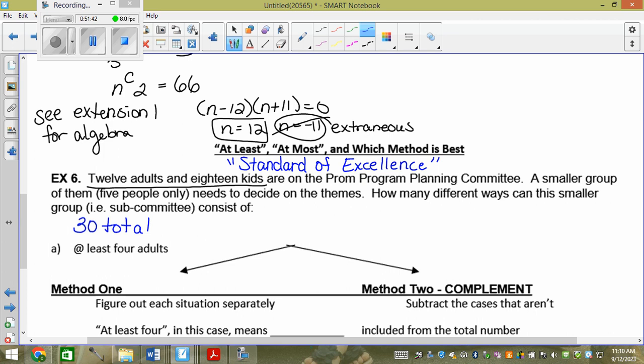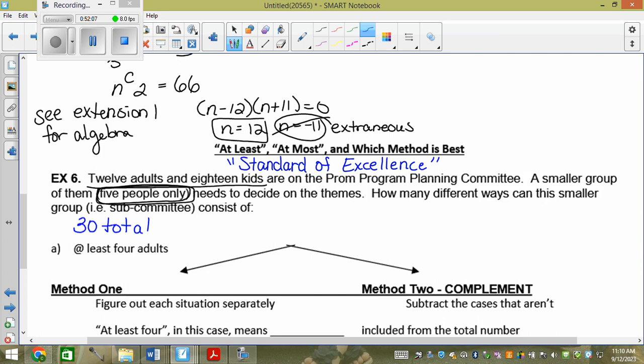It says, I have 12 adults and 18 kids, and they're on a prom program planning committee. A smaller group of them, 5 people. So I know no matter what, I'm going to need 5. 5, 5, 5, 5. Every group needs 5, right? I need a smaller group of 5. And they need to decide on themes. How many different ways can a smaller group subcommittee consist of at least 4 adults?